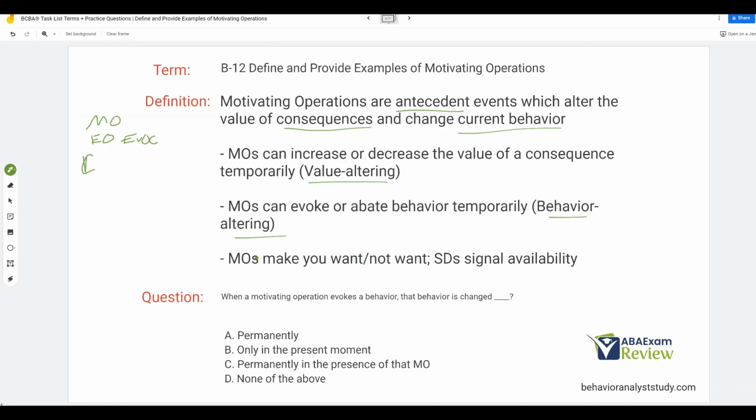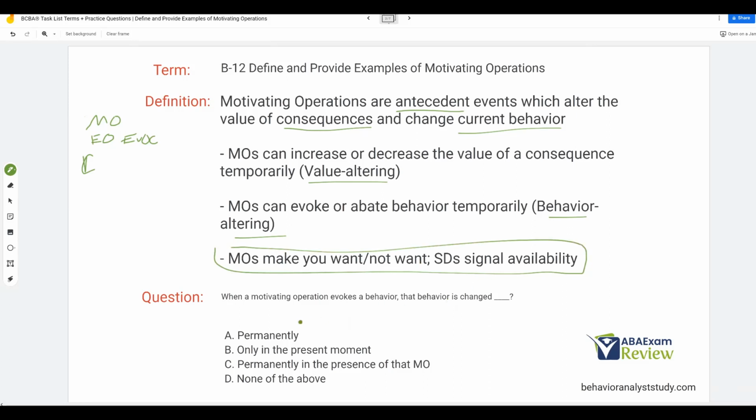Now, what you really want to remember when distinguishing between MOs and SDs: MOs make you want or not want something. SDs signal availability. That is a very simplistic way to look at it, but it's a good way to think about it. When an MO is present, it's affecting the consequence, and it's really altering whether you want that thing or not. It's altering the value of that consequence. The SD is telling you whether the consequence is available. You can want something, but without an SD, there's no signal for availability. So you have to remember that distinction. MOs make you want or not want.